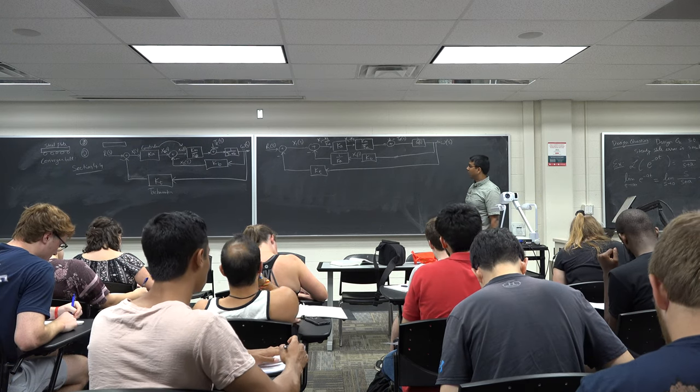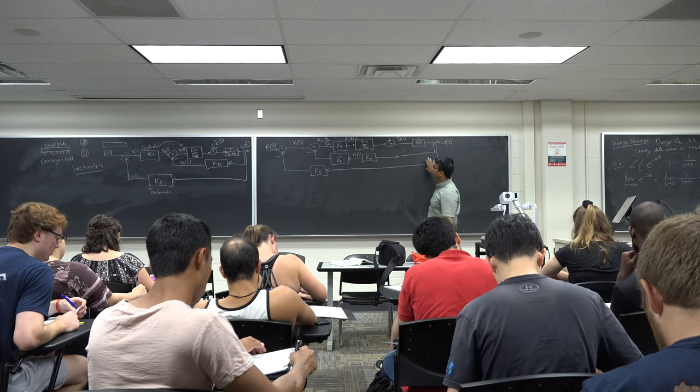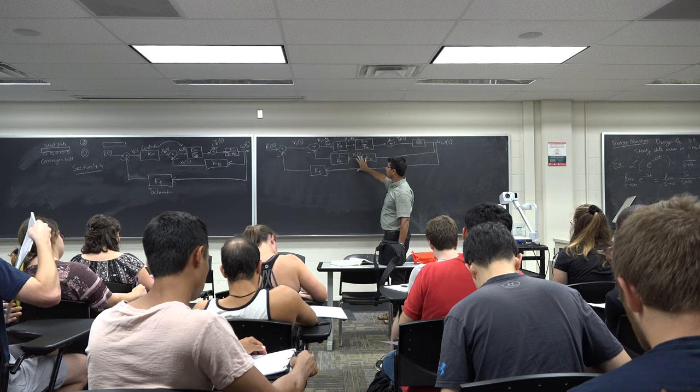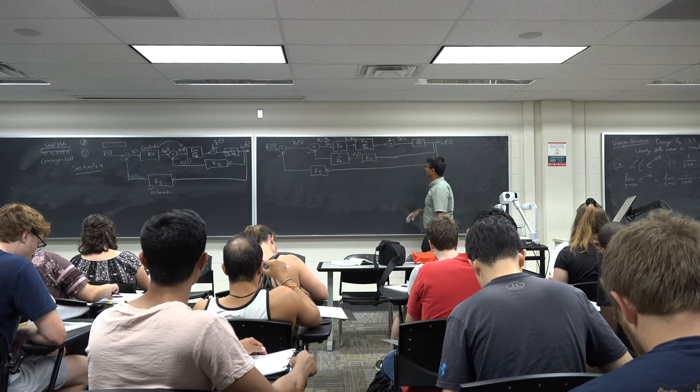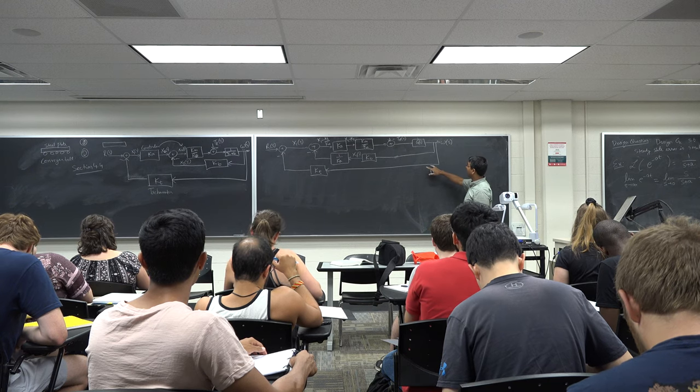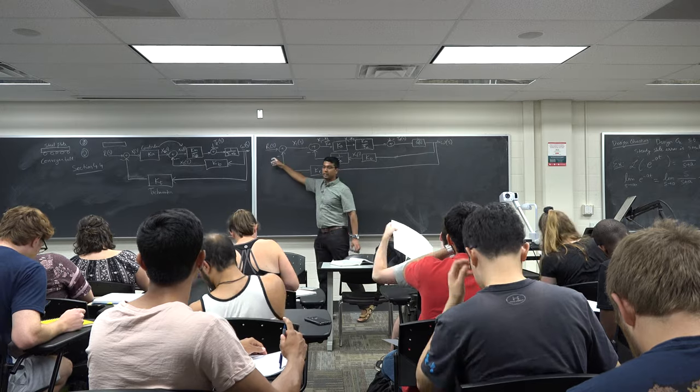So we'll end this class here, and in the next class, we are going to draw an equivalent block diagram, which will minimize the clutter here, and then we'll be able to better understand the relationship between omega of s, Td of s, and R of s.